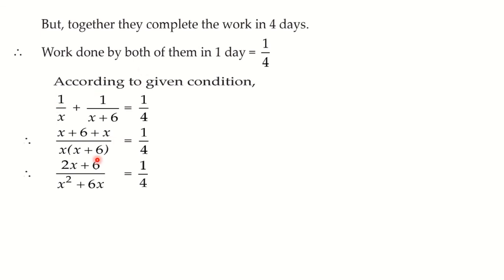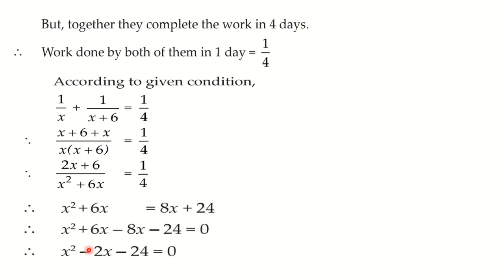Again the same thing, go for cross multiplication. So here x plus x, 2x plus 6, and if you open the bracket, x square plus 6x. Again go for cross multiplication to get the answer. So x square plus 6x is equal to this. See, 4 2s are 8x plus 24. Take that on the left hand side. So x square plus 6x minus 8x minus 24 is equal to 0. So we got the quadratic equation as x square minus 2x minus 24 is equal to 0.